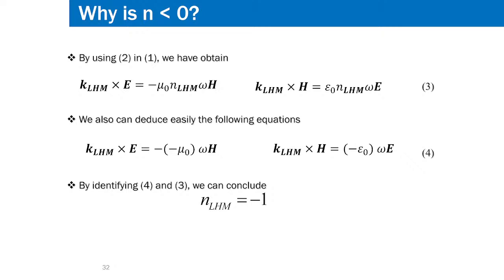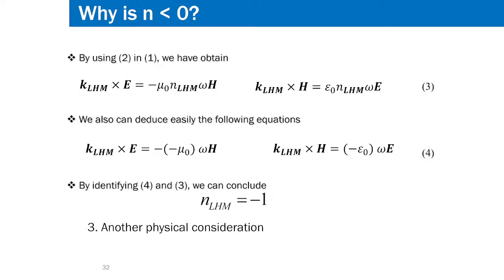What is N_LHM? N_LHM is the refractive index in the DNG medium, double negative medium. And that is minus 1, which is negative. So from physics, using Maxwell's equations, we have proved that the refractive index is minus 1, or is negative. Now let us consider another physical consideration. Like the two mathematical considerations we have taken, we will consider two physical considerations.